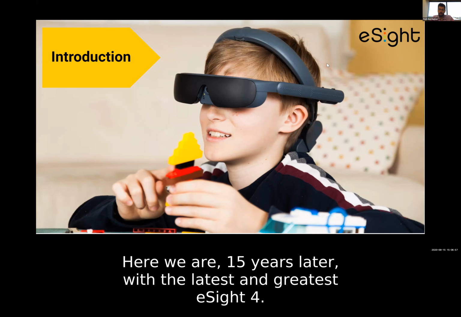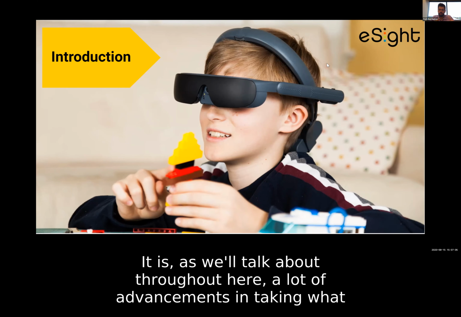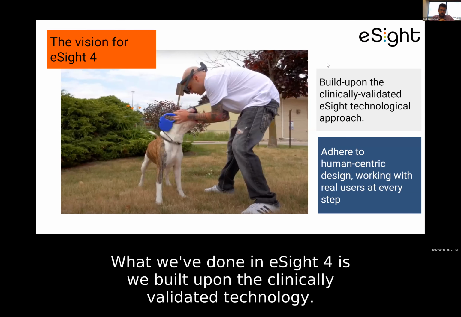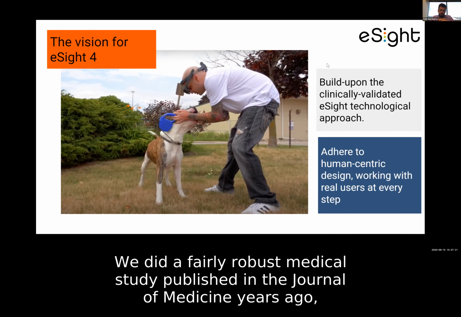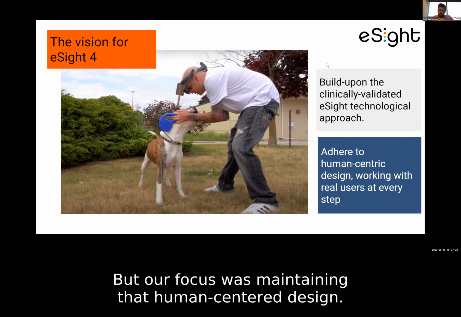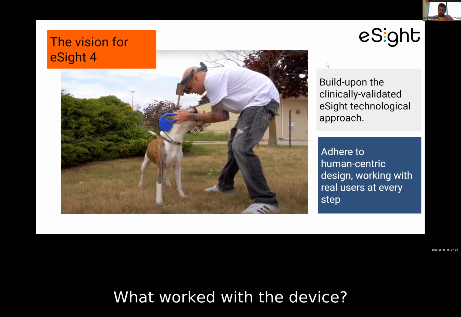And here we are 15 years later with the latest and greatest, the eSight 4. It is, as we'll talk about throughout here, a lot of advancements in taking what Conrad did all those years ago and making it even better now. So what we've done in eSight 4 is we built upon the clinically validated technology. We did a fairly robust medical study published in the Journal of Medicine 2 years ago, 3 years ago now. But our focus was maintaining that human-centric design, what worked with the device.